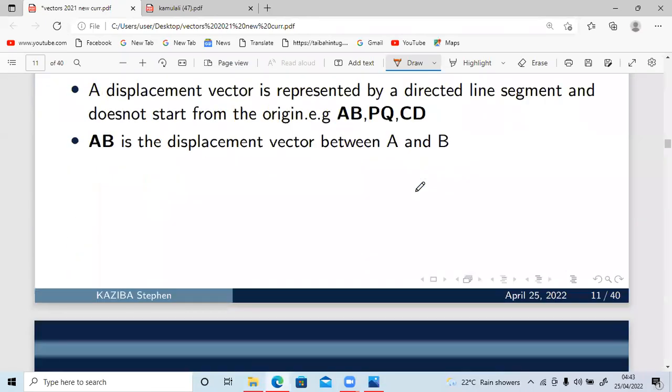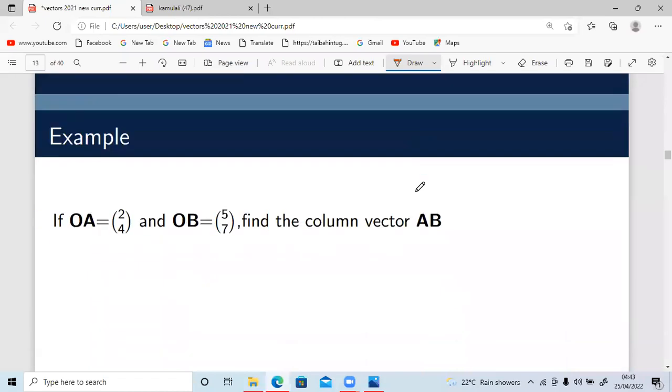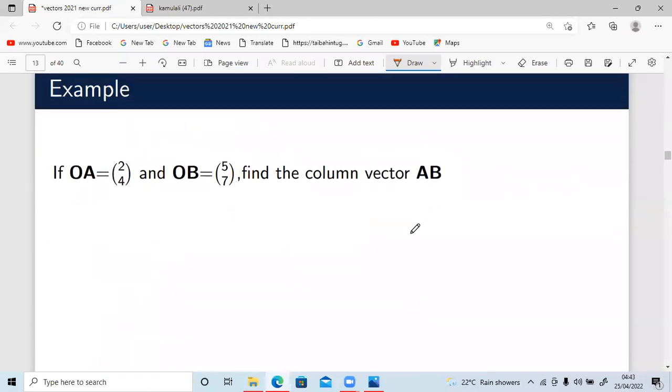But I want to go straight to where he had ended. We can have this as one of our examples. They are telling us that they have given us vectors OA and OB. Always, when we are representing vectors, we can use bold letters. When you find a bold letter, that is a vector. When you find an arrow above, that one is also a vector. In case I want to find my column vector AB, the teacher has already told us that when you look at OA and OB, that shows you it is a position vector.